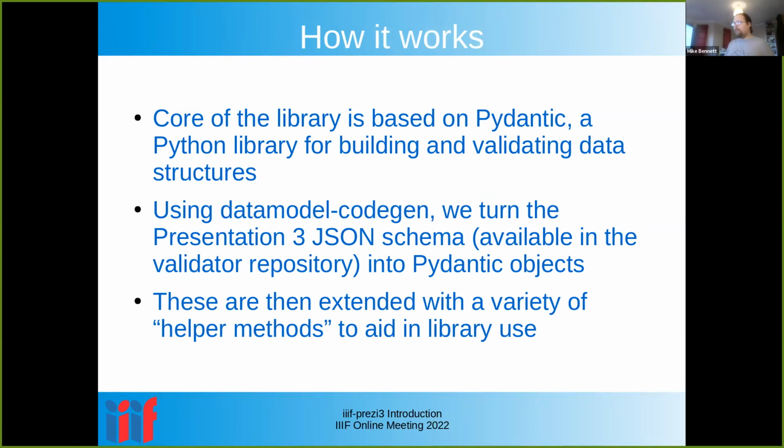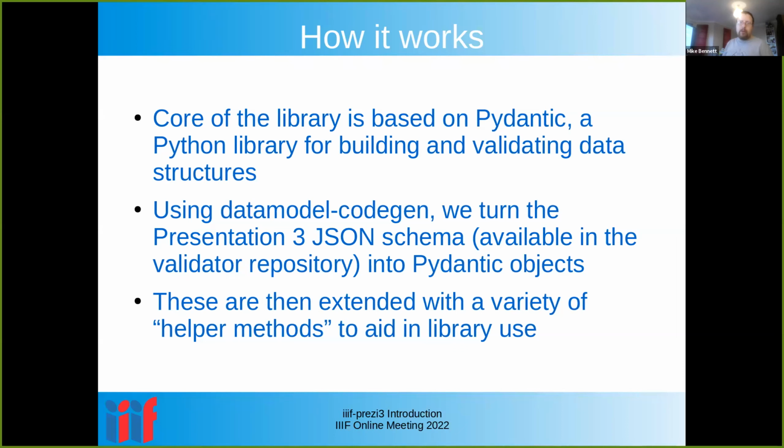So the core of how IIIF Prezi works is that we're using a tool called Pydantic, which is a Python library for data modeling and validation. So this allows us to have validation during the creation and construction of objects. This is very useful when you're dealing with something which has a fixed schema, as Presentation API does. And it allows us to leverage the fact that there's an existing JSON schema used for the validator, and to make sure that we always produce valid Presentation 3 JSON linked data when serializing.